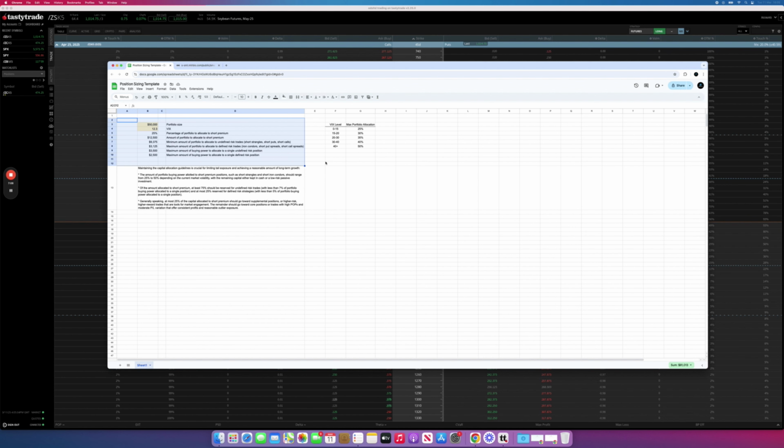If you do have a very, very small account, then you may have to be slightly more aggressive than what's shown here. If you do have a larger account, say over $25,000, then you absolutely should not be violating these guidelines. And as long as you're sticking to everything properly, you'll be absolutely fine over the long run.